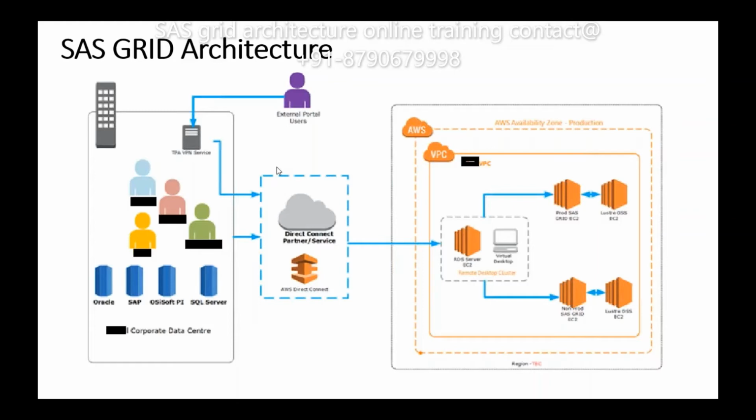I have one question, Ravi. So this SAS grid architecture can only be on the cloud and not on premise? It can be on premise, but preferably to have it on cloud. Okay.